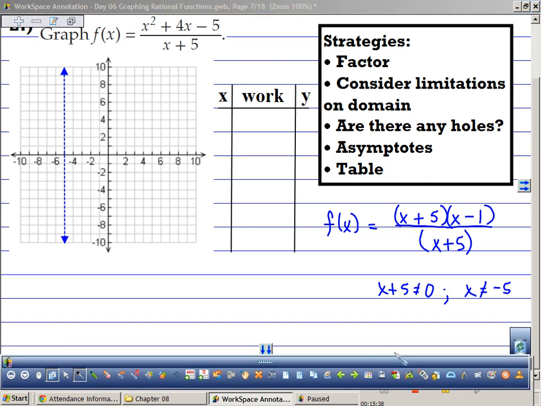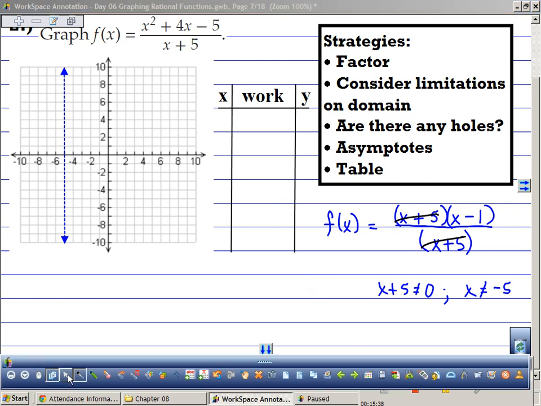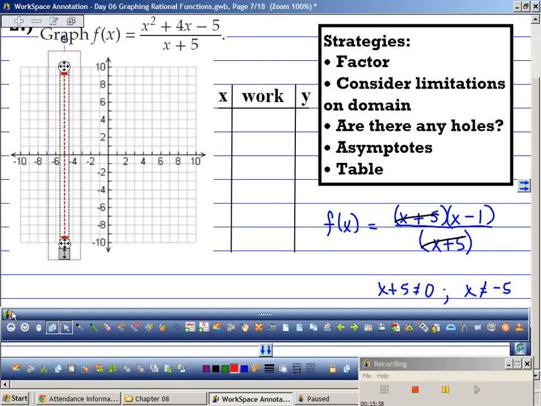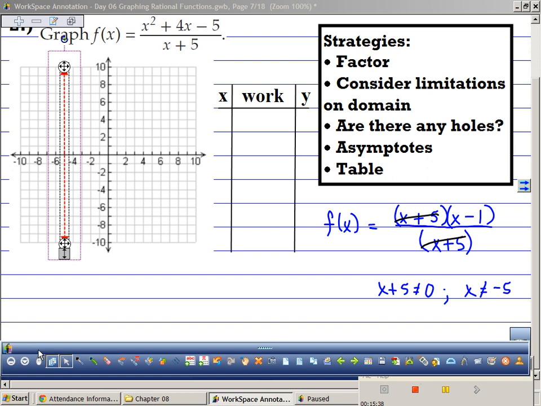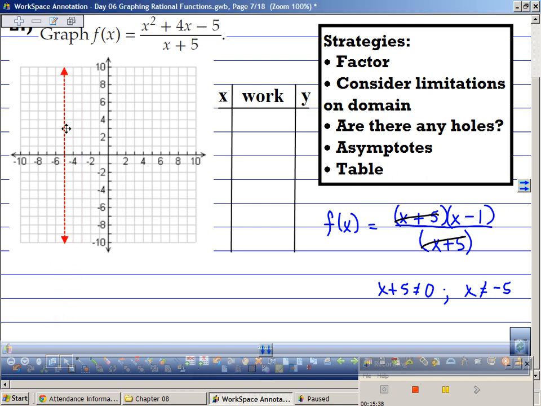It's not simplified. Oh, right? The x plus 5, but it still matters, right? We still need this, only it's now not an asymptote. So I'm going to change the color of it. You're going to see why in just a second, why it's not an asymptote, but it still matters. Right, Janelle? Okay, so I changed it to red because it's really not part of my graph, but it still matters.